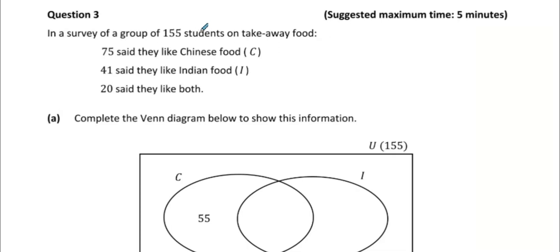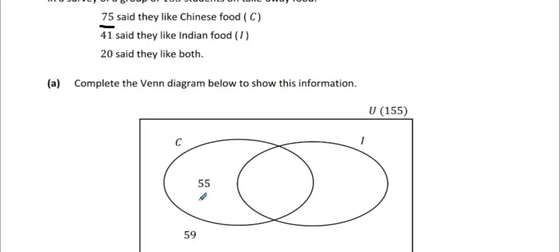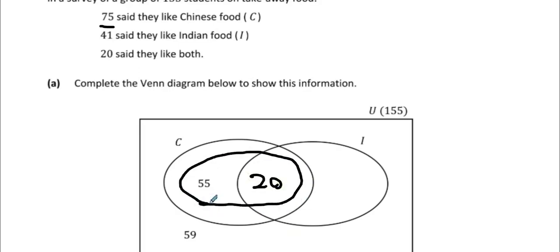155 students on takeaway. Now, 75 said they like Chinese food, right? So see the way there's 75. What number adds to 55 to give me 75? 20. Does everybody see that? Now, when you combine the 55 and the 20 together, so we did 55 and 20 because that is what we're looking for regarding how many people like Chinese food. The next thing is, how many people liked Indian food in total?